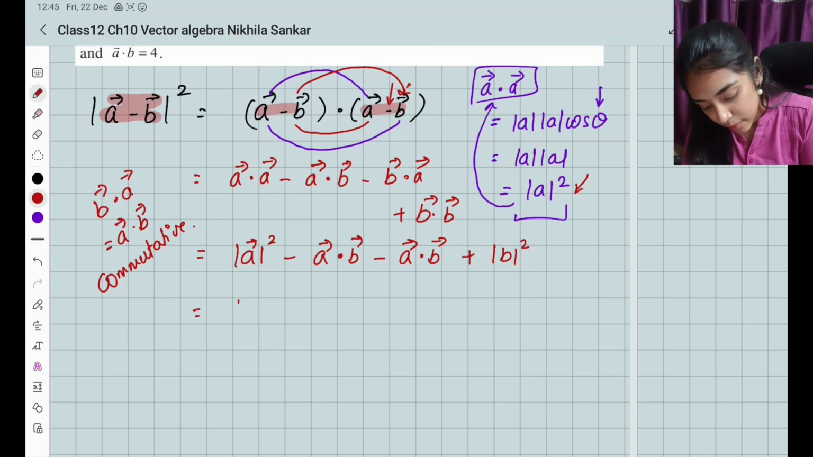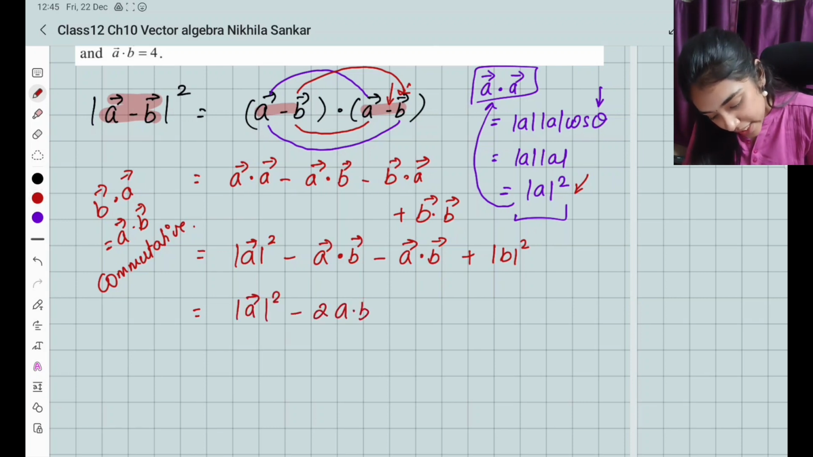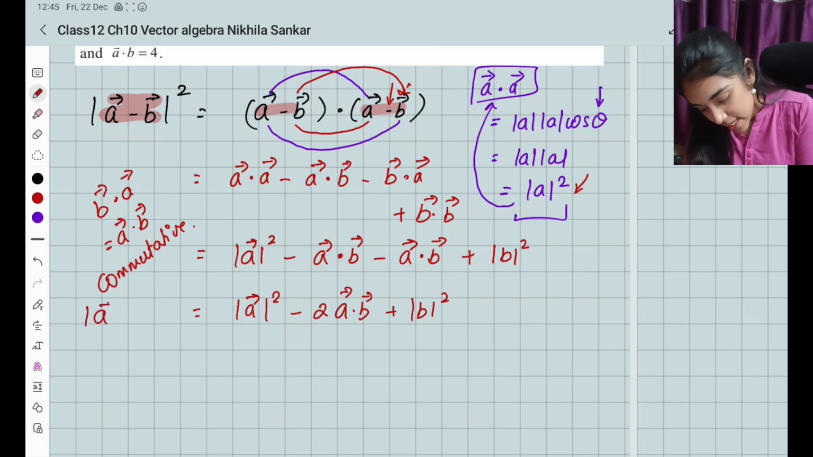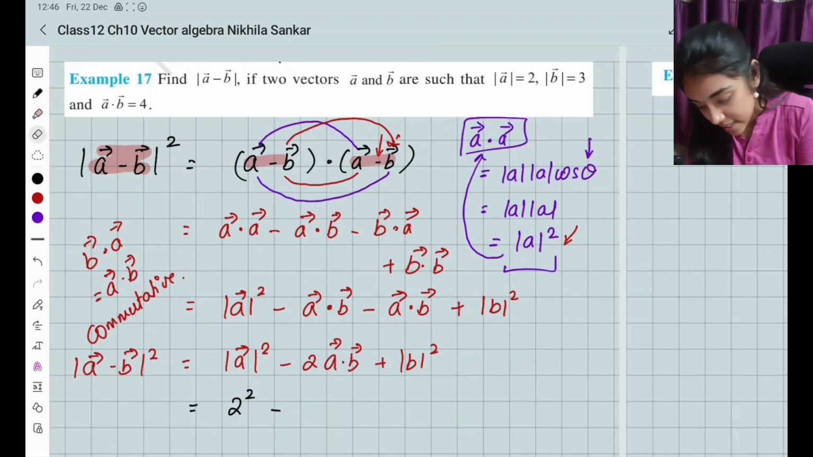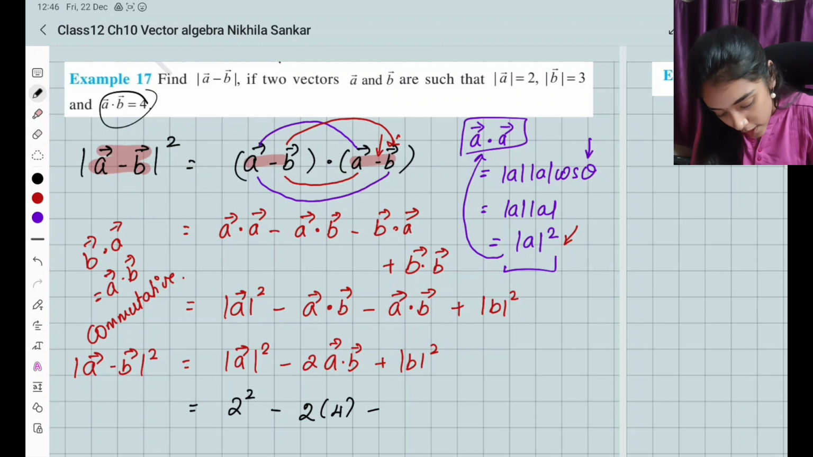So, this is nothing but mod A the whole square minus 2 times A dot B plus mod B the whole square, which is nothing but A minus B the whole square. Now, what values have been given? I know mod A is going to be 2 square. So, I can directly substitute. So, I have 2 times A dot B and it is going to be 4. So, 4 plus mod B the whole square is going to be 3 square.